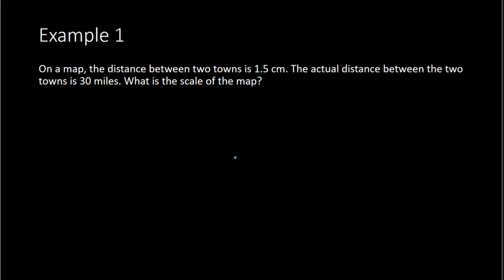So remember, scale is a comparison of two lengths. So we're comparing the drawing distance and the actual distance. So the drawing distance we typically put on the top. So the drawing distance will go on the top and the actual distance will go on the bottom. All right, so the drawing distance was 1.5 centimeters. That was the distance on the map. And then the actual distance was 30 miles. So the scale would be 1.5 centimeters to 30 miles.